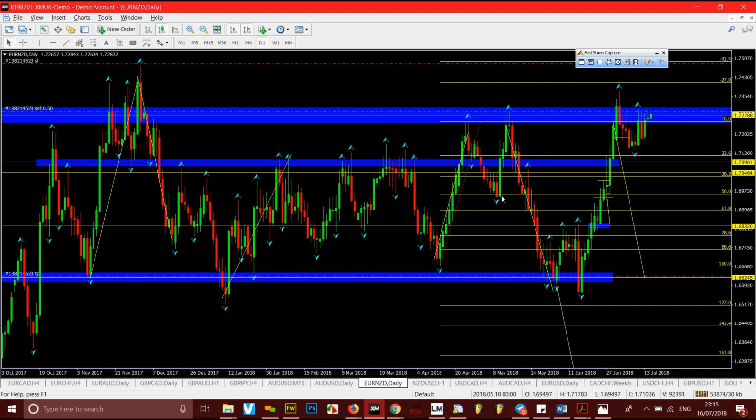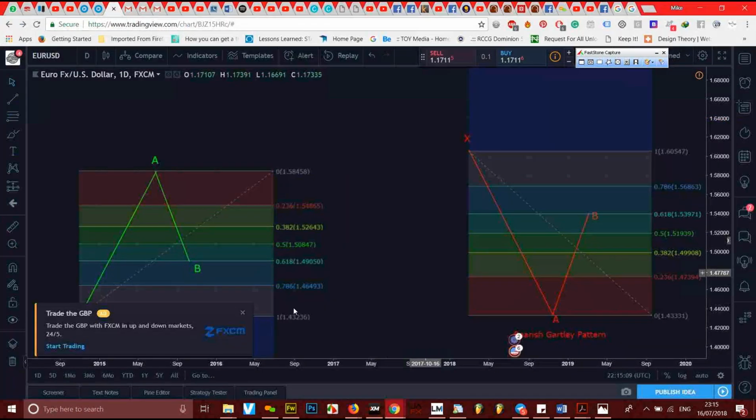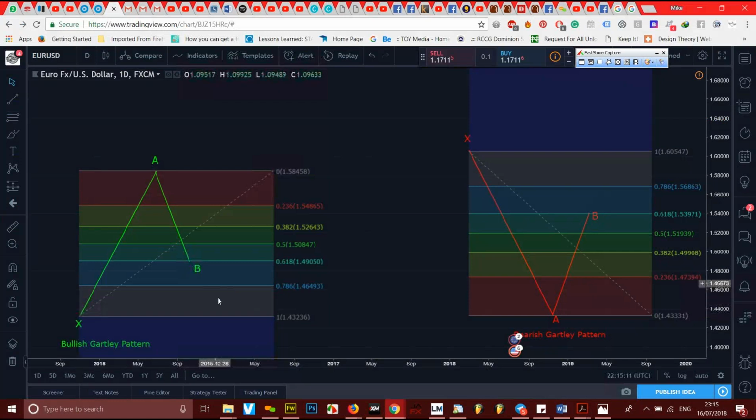Look at this, it stopped at the 50. So this is not a valid Gartley. So I need to let this go. So that's just to show you what that means. We'll take more examples at a later session, but just to give you an understanding of how we begin. So that is that.